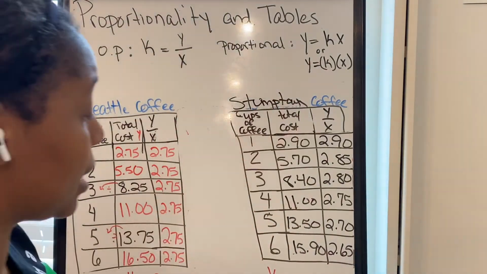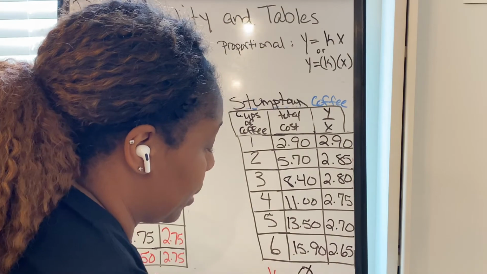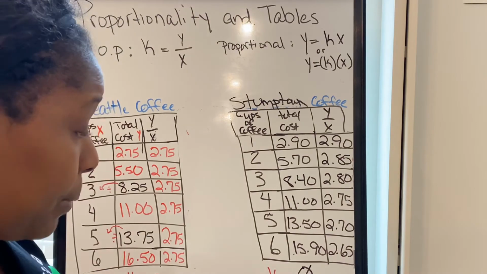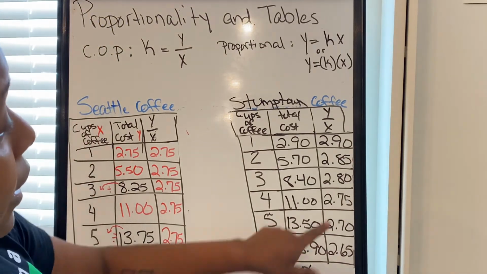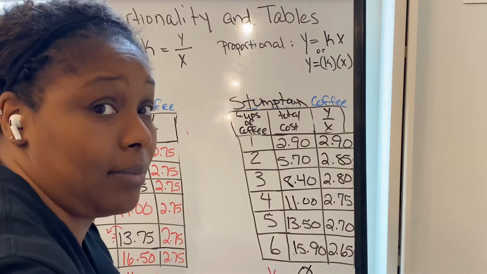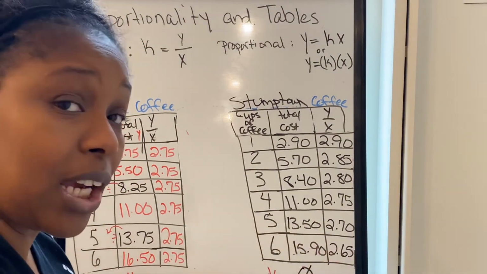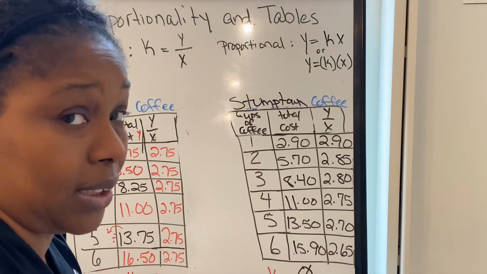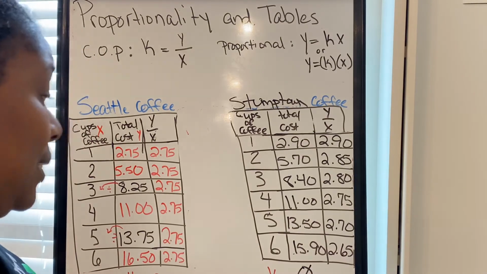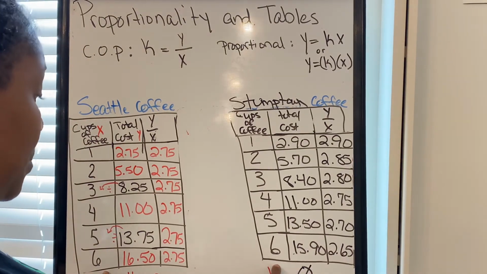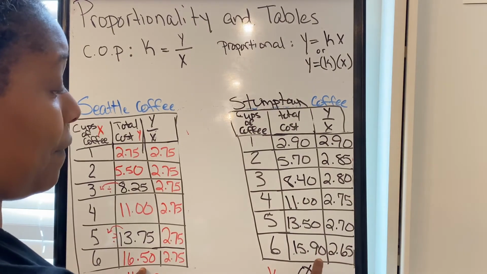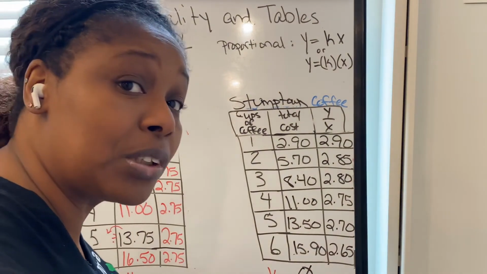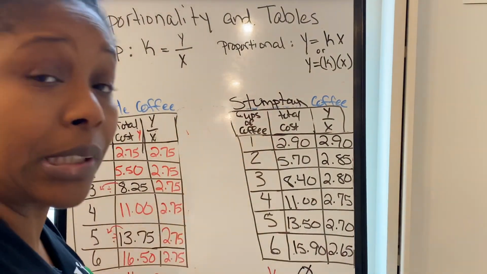So we do not have a constant of proportionality. We don't have one. There isn't a constant of proportionality. However, there is something we can look at and see. The more cups of coffee I buy, the cheaper each cup is going to be. So even though we don't have a constant, it's still cheaper. 6 cups, $16.50, $15.90. Which one would you go to get coffee for you and 5 friends? You're going to go to Stumptown.